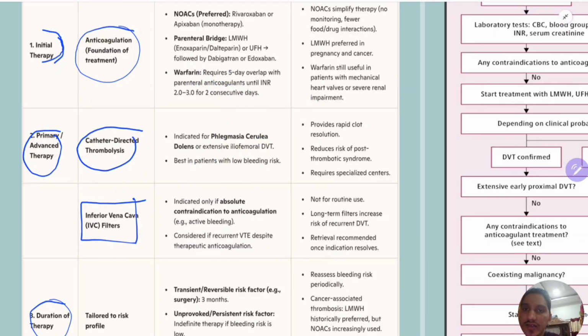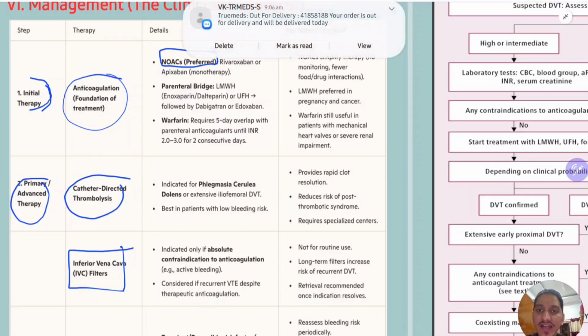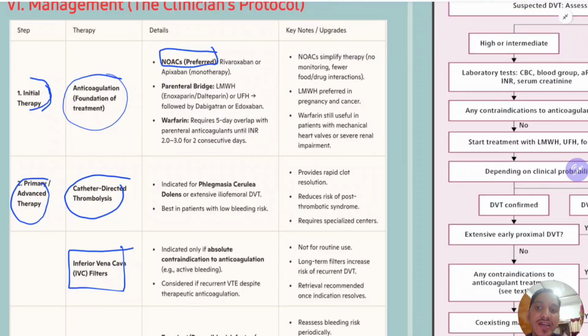Initial therapy, the first one is novel oral anticoagulants. These are preferred nowadays because they don't require monitoring, they have fewer drug interactions and less chance of toxicity. That's why novel oral anticoagulants, NOACs, are preferred. Which are those? One is rivaroxaban, second is apixaban. Monotherapy is enough. These are generally factor 10 inhibitors.